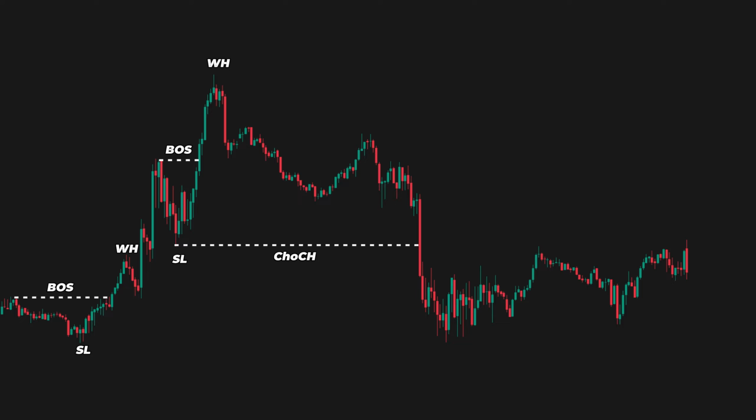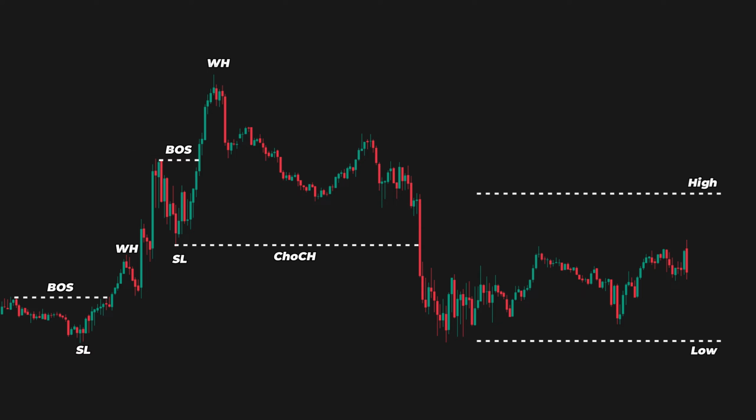Right after this structural break, we observe the formation of a head and shoulders pattern, a classic bearish reversal signal. The left shoulder forms during the uptrend, the head extends to a new high, and the right shoulder fails to break that high, confirming waning bullish pressure.